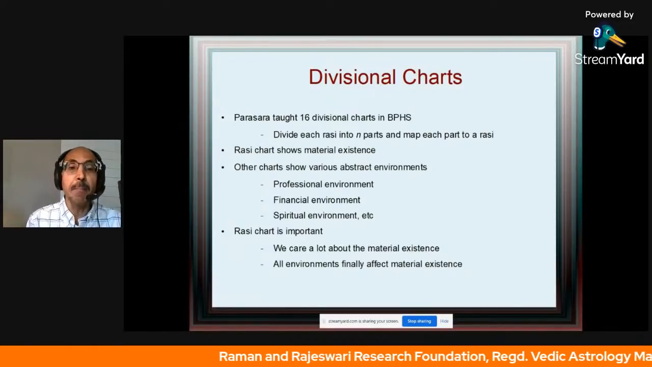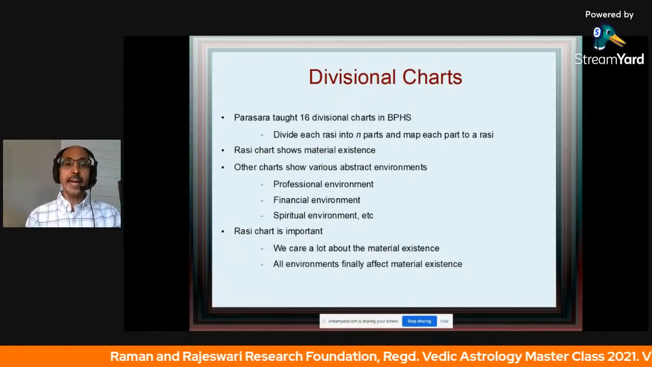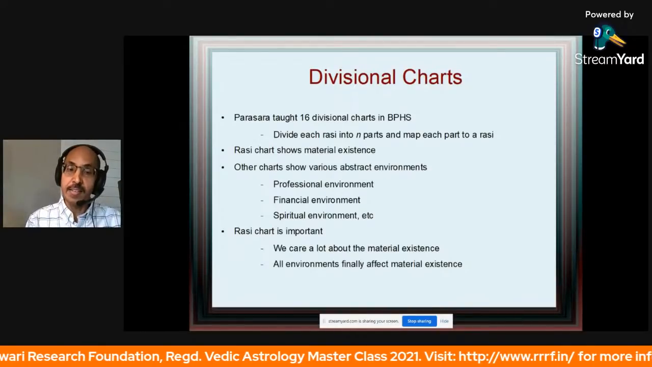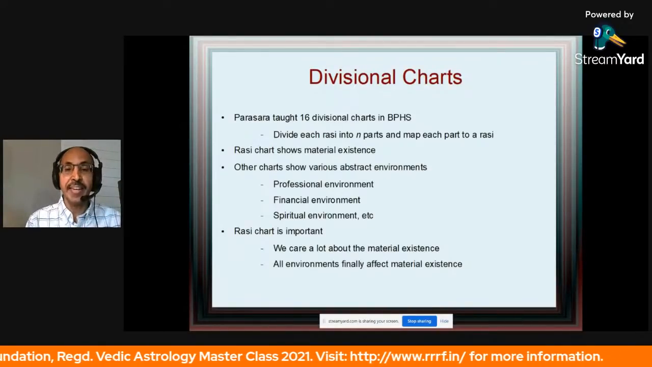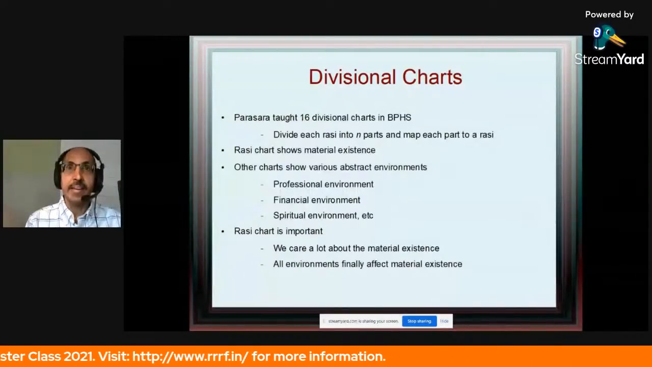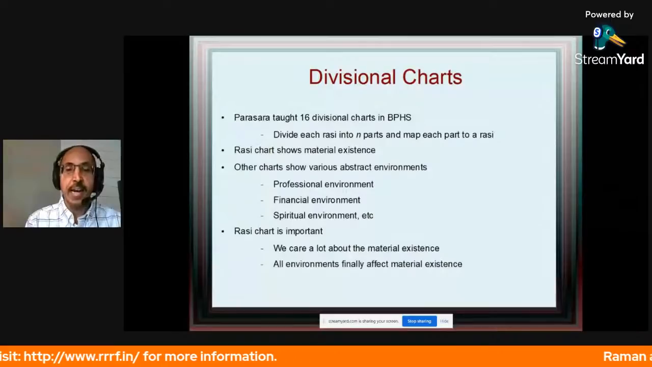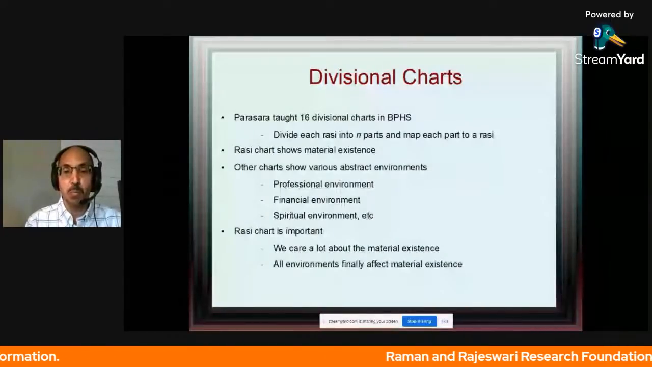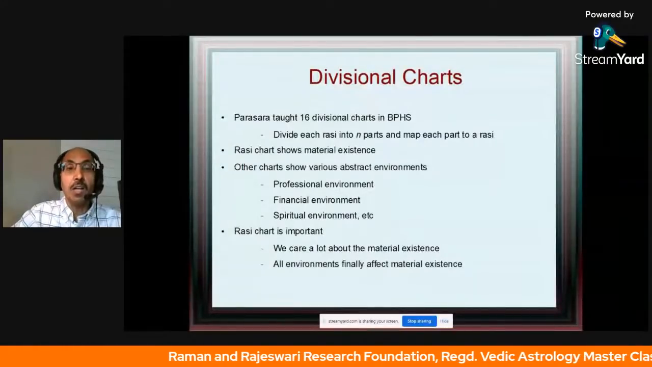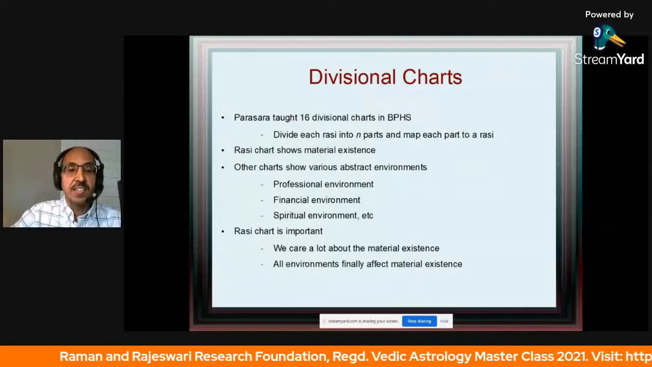So Rashi chart is very important because we do care a lot about the material existence, and as I said earlier, all environments finally intersect with the material existence, and they affect the material existence, and in the end we are only aware of our material existence, most people basically. So that is why Rashi chart is given a lot of importance in tradition.